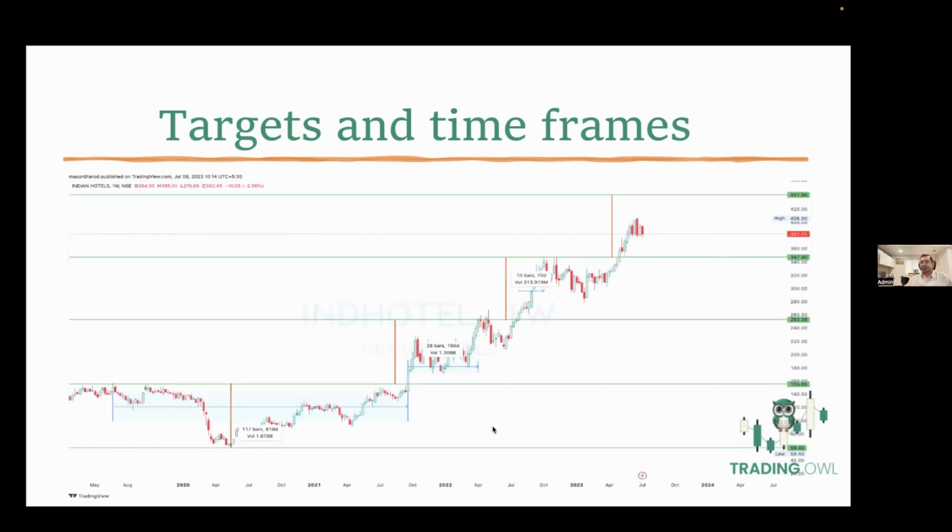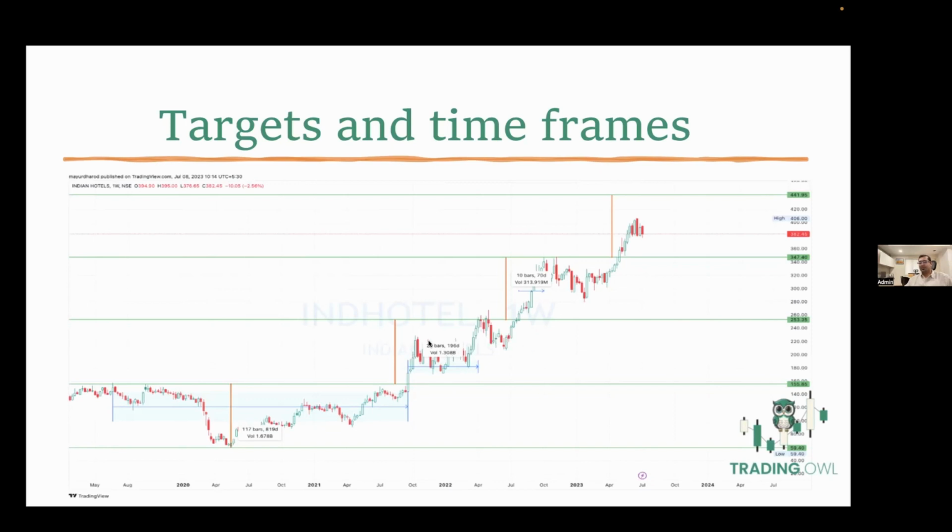This is an example very similar, that is Indian Hotels. Indian Hotels had this narrow range. It took 820 days of this formation. It achieved the same depth as our target over here exactly in 1/3 the time, that is 200 days.